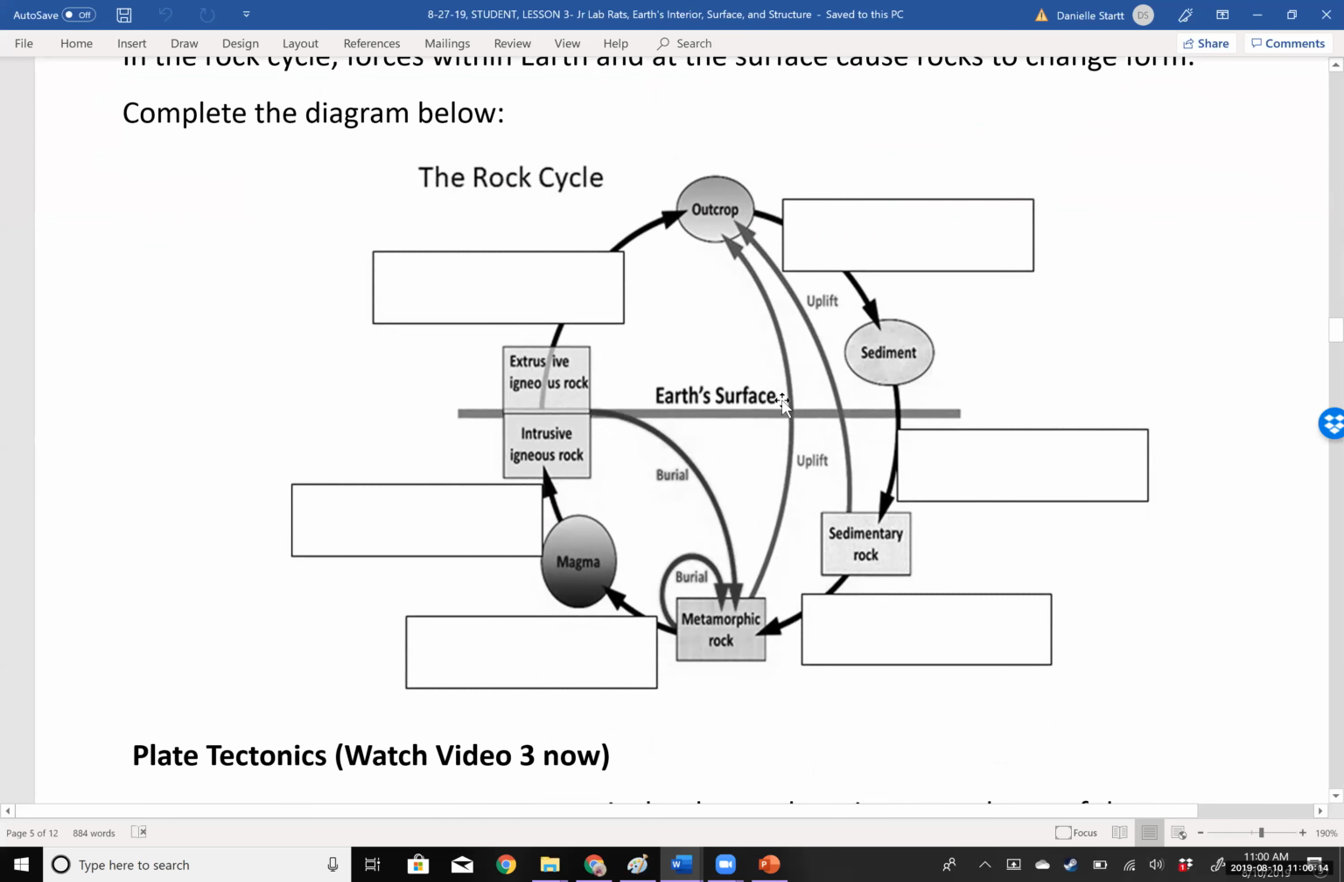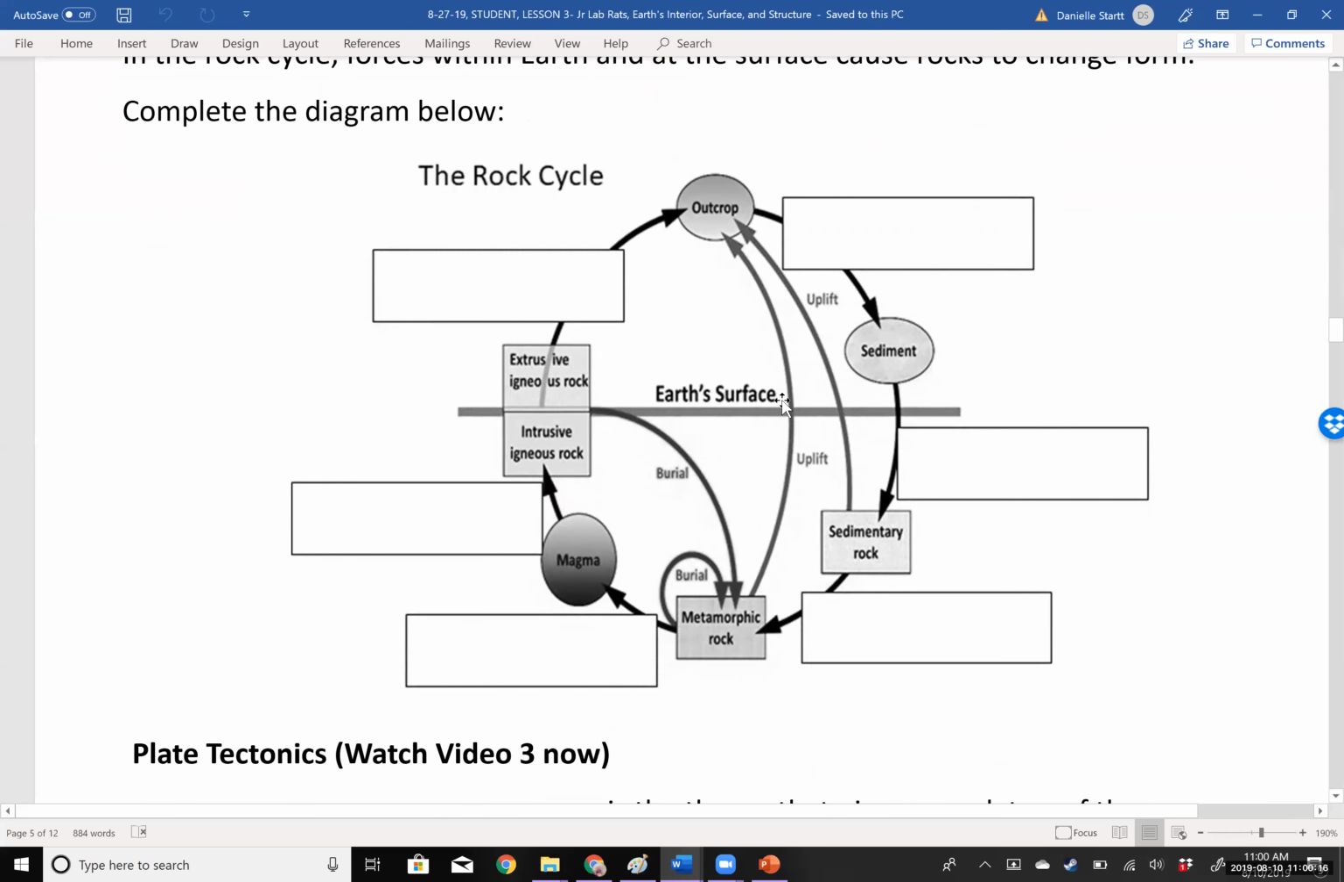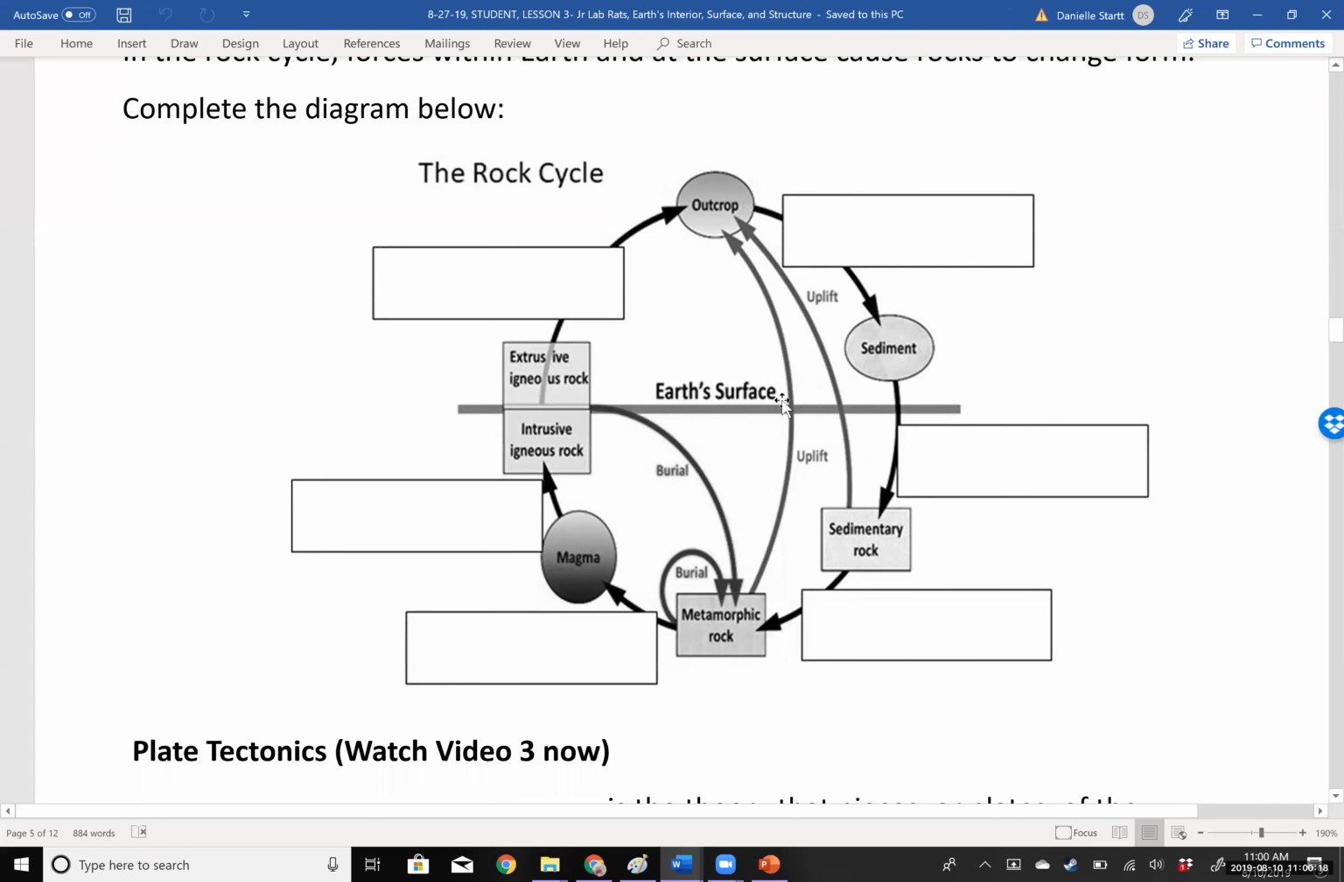Okay, now this might be tricky. You may need to look some things up. You might need to watch a video again. But you're going to get a basic idea of what happens here. Outcrop is a rock coming to a surface. What happens in order for the rock to form sediment? And then that sediment, what happens to it in order for it to become sedimentary rock?